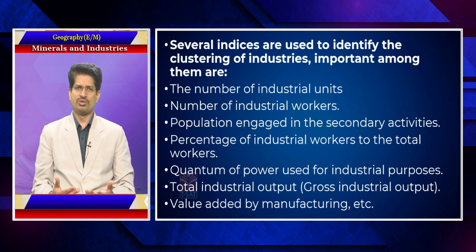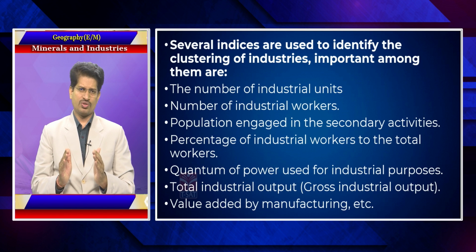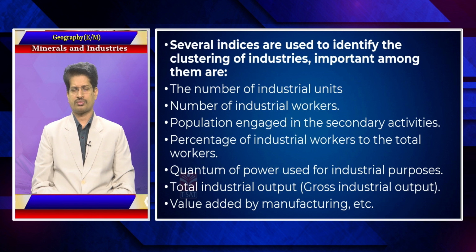The power being consumed can be for domestic purposes, the service sector, agriculture, or even the manufacturing sector. So, if the power being consumed is more for industries, it implies that the manufacturing sector in that particular region is dominating. Next is total industrial output. Out of the total output, the value of the manufacturing sector in that particular region can also be used to classify it as an industrial region.